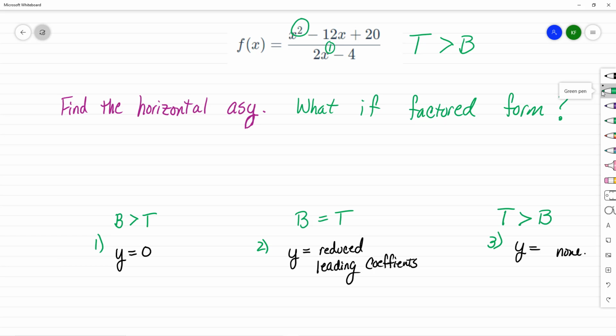If the top degree is bigger than the bottom degree, then I know I don't have one. So y equals none. We don't have a horizontal asymptote. Remember, I let you know that a lot of times you'll have asymptotes that look like this. You'll even sometimes have asymptotes that look like a parabola. But we're not doing that in this lesson.